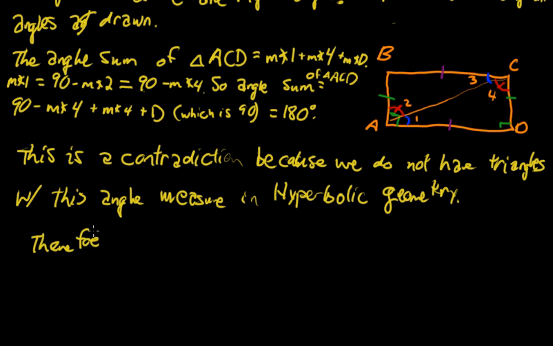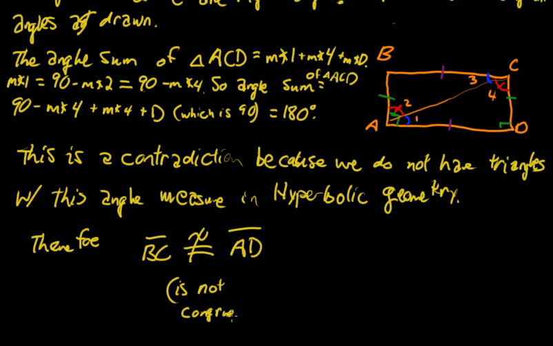Therefore, BC is not congruent to AD, is not congruent. I'm not sure if that's an accepted symbol up there, so that's something I've always used. Or not always, just occasionally whenever needed. Or another way to say that is BC is not AD.